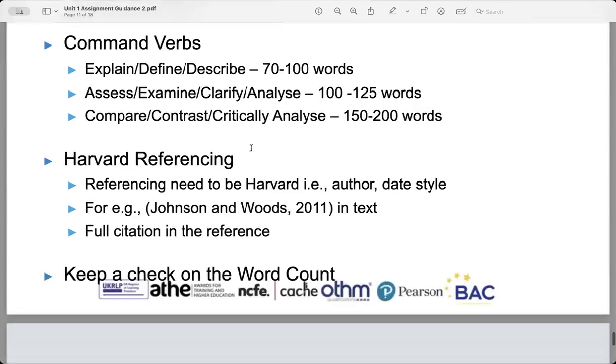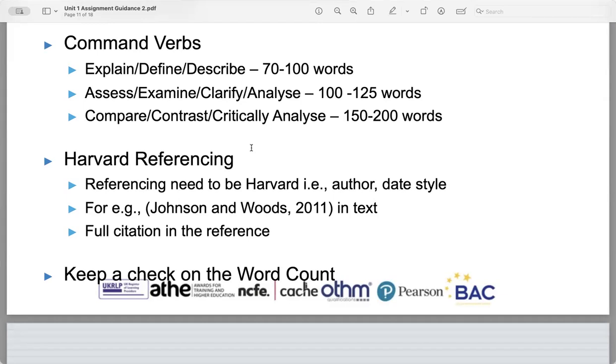Harvard referencing system. Referencing needs to be Harvard. For example, author and date style, for example, Johnson and Woods 2011 in text and full citation in the references. So basically, you should include a comprehensive Harvard reference list of all the sources you have cited. This list should be arranged alphabetically by the author's last name to ensure ease of use.